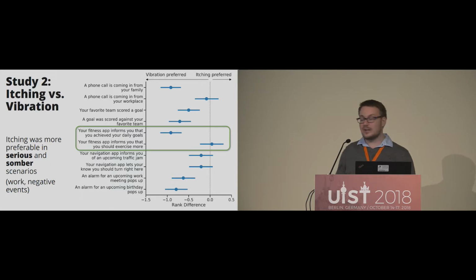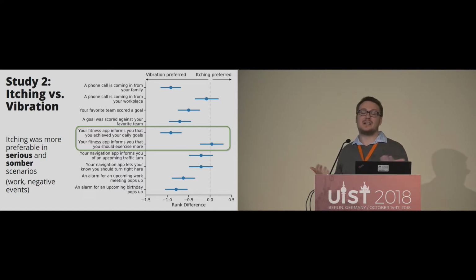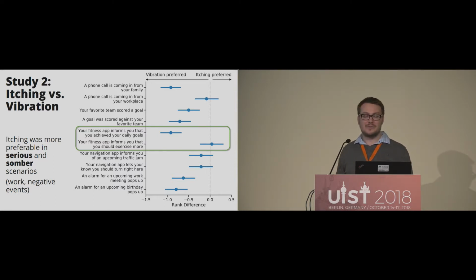So, for example, we can look here. You have two examples. We asked them, well, your fitness app informs you that you achieved your daily goals or that you should exercise more. If you achieve your daily goals, that's a nice thing, then they definitely don't want to be itching about it. But if you want an app to really get you to do something about something that's kind of unpleasant in the first place, starting to itch a little bit about it apparently is more acceptable.